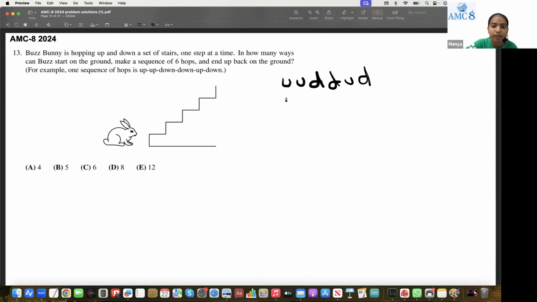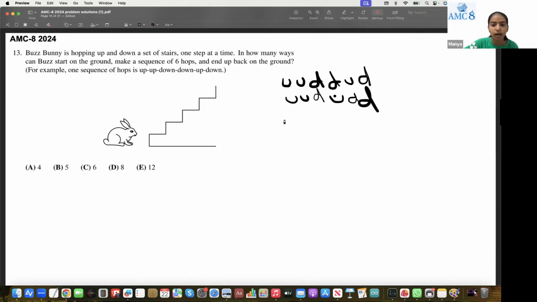Another way could be maybe up, up, down, up, down, down. We don't want to do down, down, down, up, because we know that the bunny cannot go lower than the stairs. The bunny cannot go this way anymore because this is the ground level. There's no way the bunny can go lower than that, but the bunny can go higher than that. So we must start with an up no matter what.